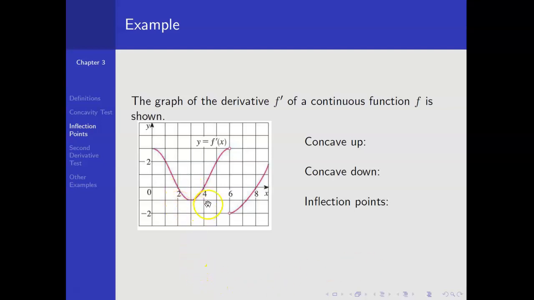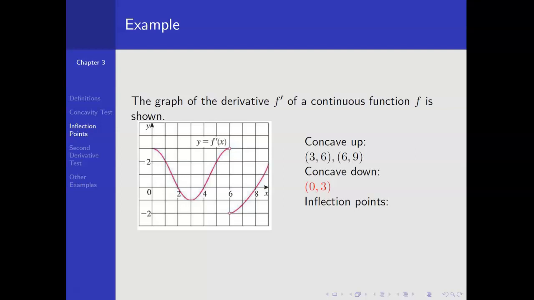Okay, for f to be concave up, that means f prime has to be increasing. So that means we're looking at where f prime is increasing, and that's going to start at 3 and go up to 6. And then we have a break in the graph, but the graph continues to increase from 6 to 9. So f will be concave up from 3 to 6 and then 6 to 9. For concave down, that's where the derivative is decreasing. So looking at our graph, that's going to be from 0 to 3. So f is concave down from 0 to 3.